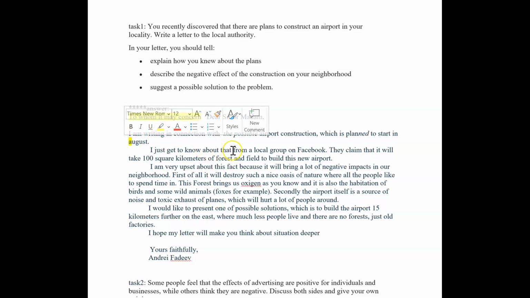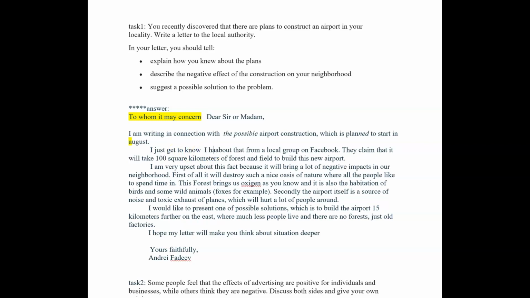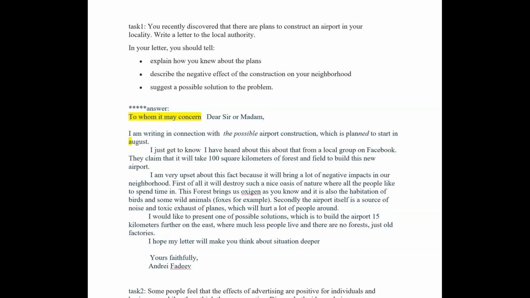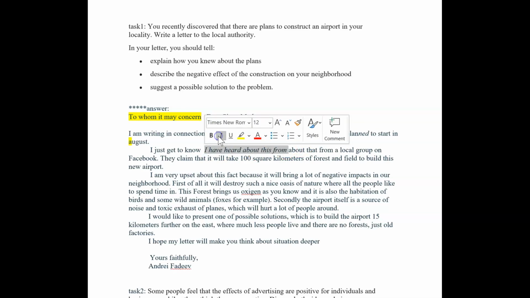I just get to know about that from a local group on Facebook. Okay, I've just got to know is a little bit informal, but I have heard, you need the present perfect tense, about this from. Okay, keep it formal writing. I've heard about this from a local group on Facebook.